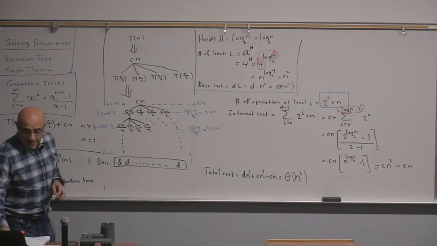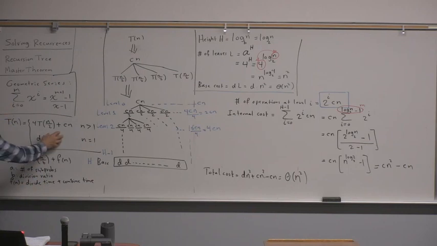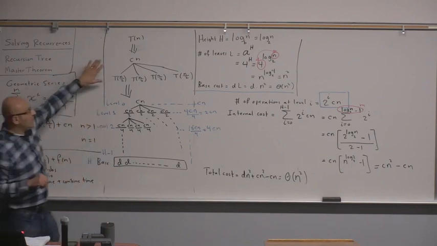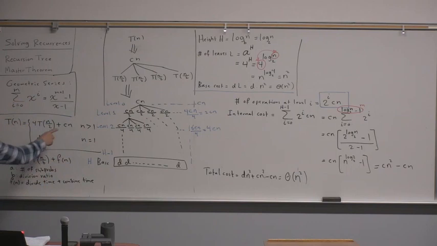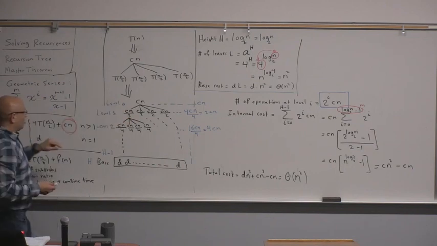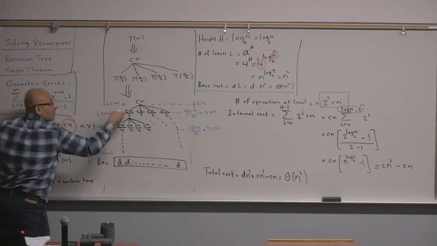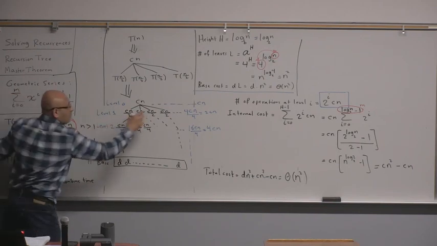Okay, so let me summarize this again. We are given this recurrence equation. We construct the recursion tree by, in fact, now we can skip these steps and go immediately to this, because we just go to this function f of n. Then how many branches? We just look at this number. This is 4. So we make 4 branches.